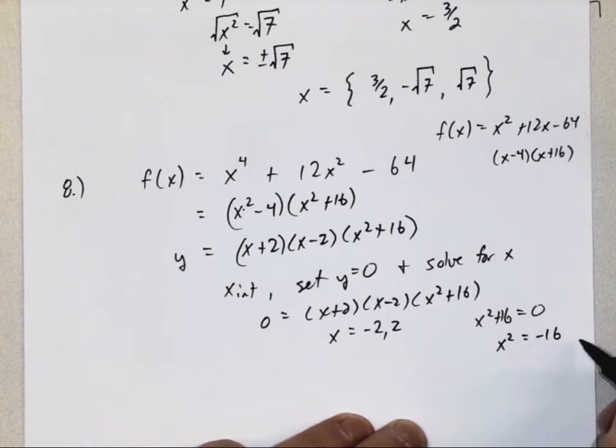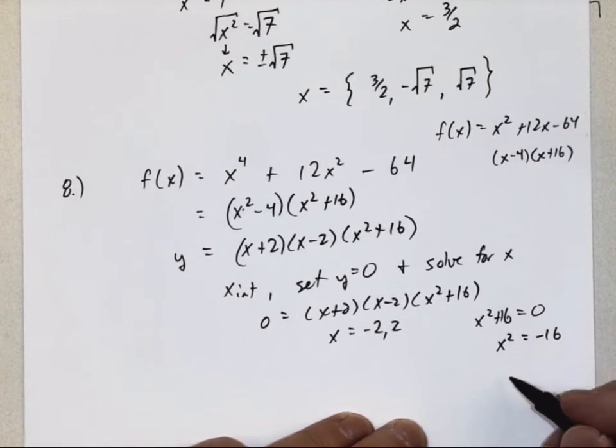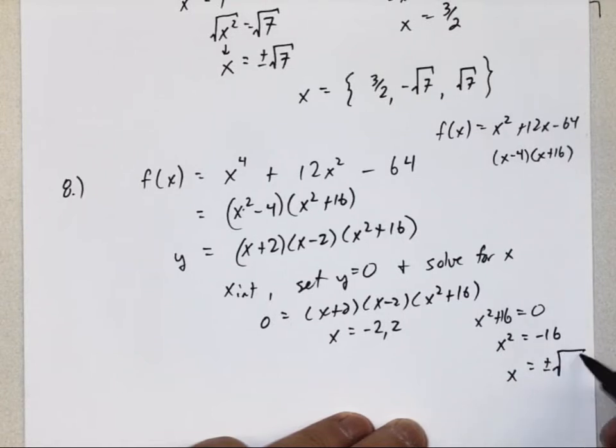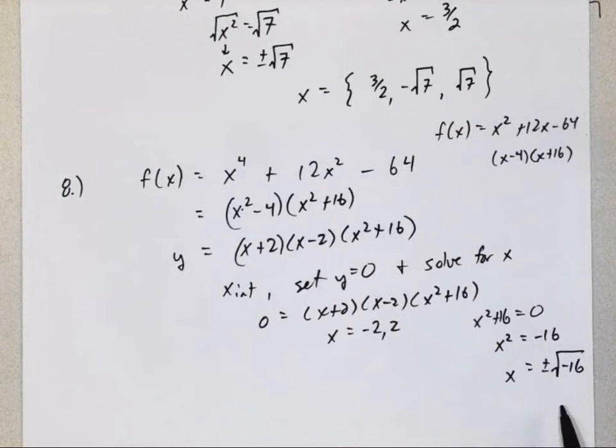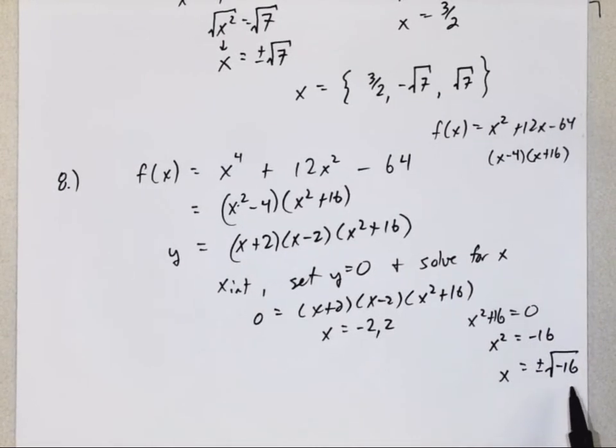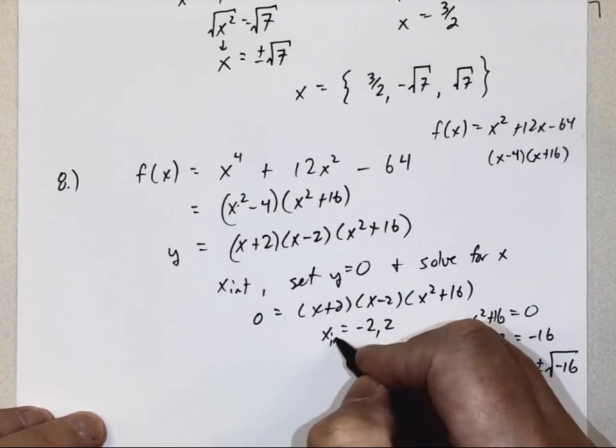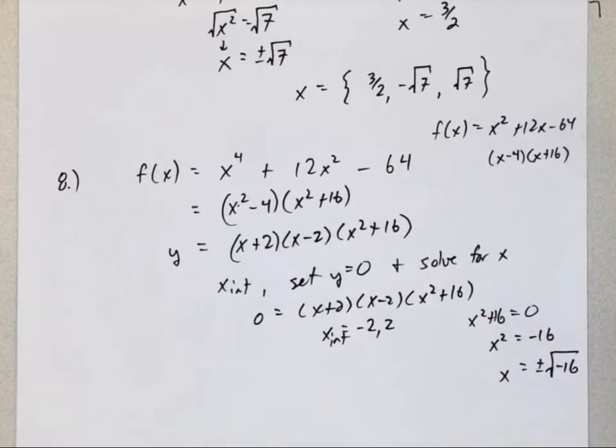X squared equals -16. Take the square root of both sides. What's interesting is this is not a real solution. This would be an imaginary number. So this does not actually give me any x-intercepts. I just have 2 x-intercepts.